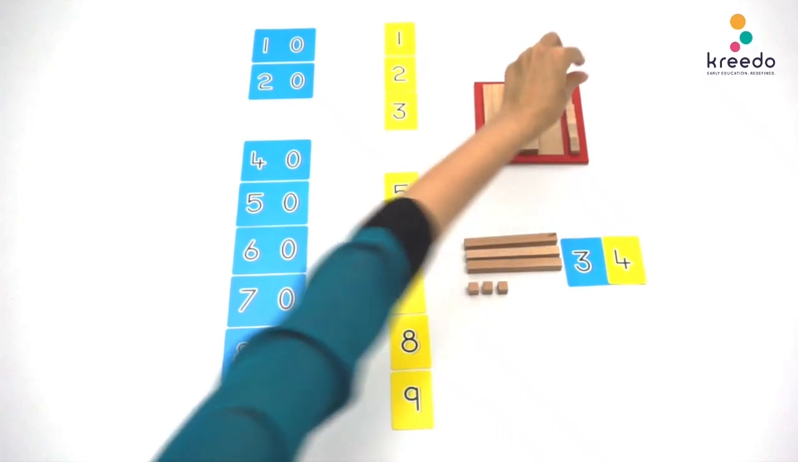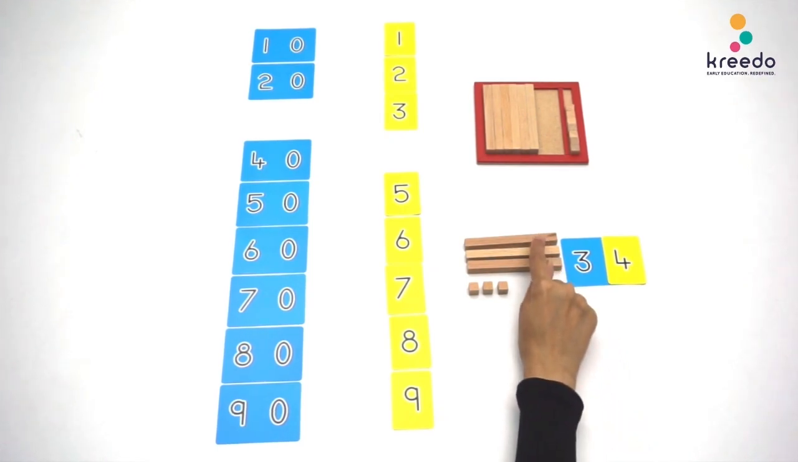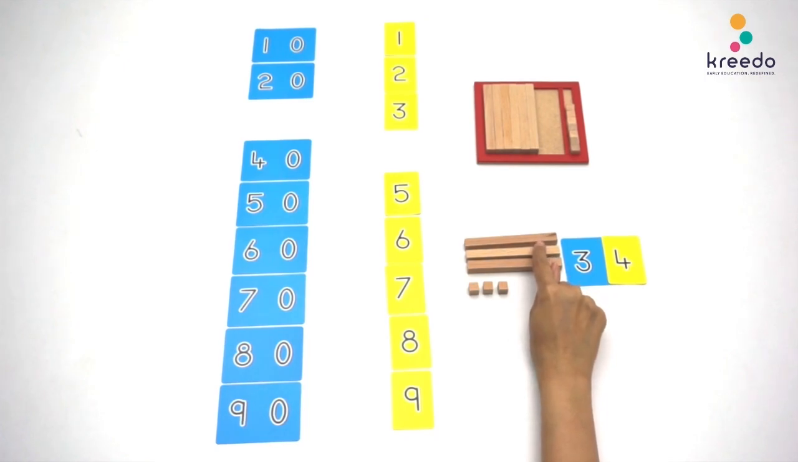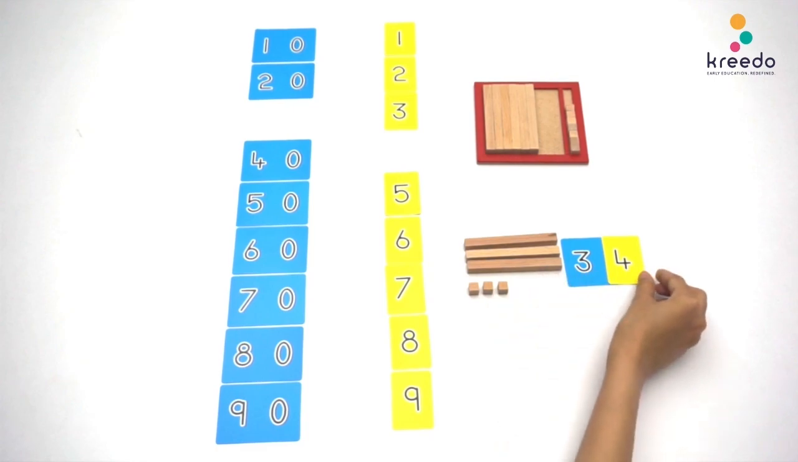point to the quantities in front of the child and tell the child, please count the quantities here. 1 ten, 2 tens, 3 tens, 1 unit, 2 units, 3 units. Show the child how to replace the 4 units card with 3 units card.